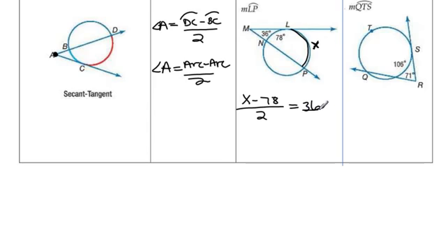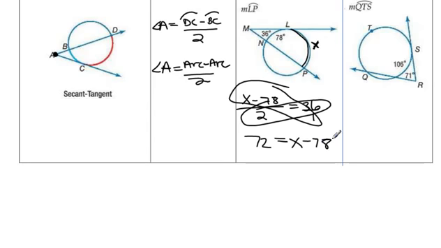Okay, we can go ahead and cross multiply here. 2 times 36 is 72, which equals 1 times x minus 78. So x minus 78. Then we would go ahead and add 78 to both sides of our equation, and we get x is 150.